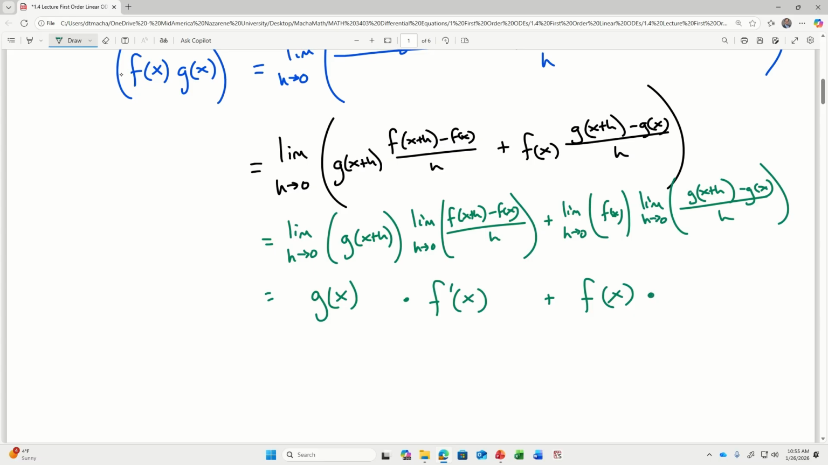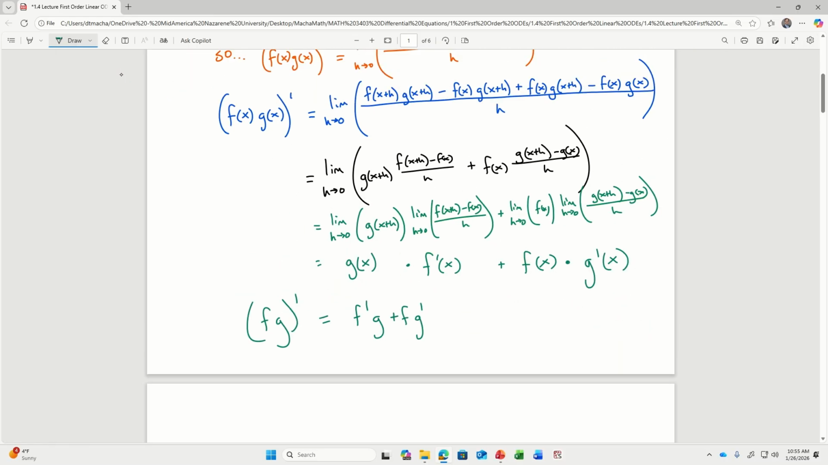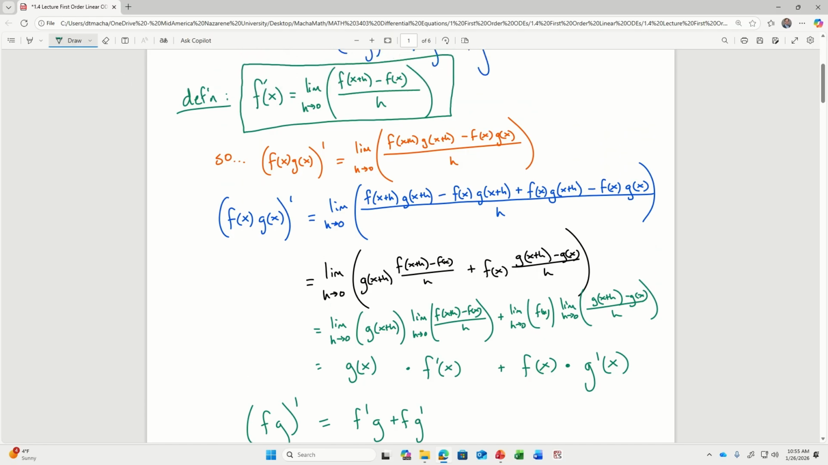And then what is the limit as h approaches 0 of g of x plus h minus g of x divided by h? Yeah, that's once again the definition of the derivative, but with the function g. And so this is why we say, if I'm taking the derivative of a product of functions, it's something like f prime g plus fg prime. The proof is really not difficult. It doesn't rely on anything that's really tricky at all.